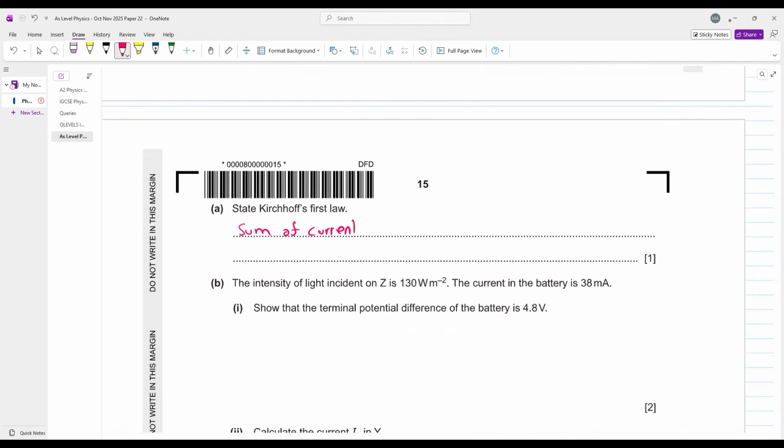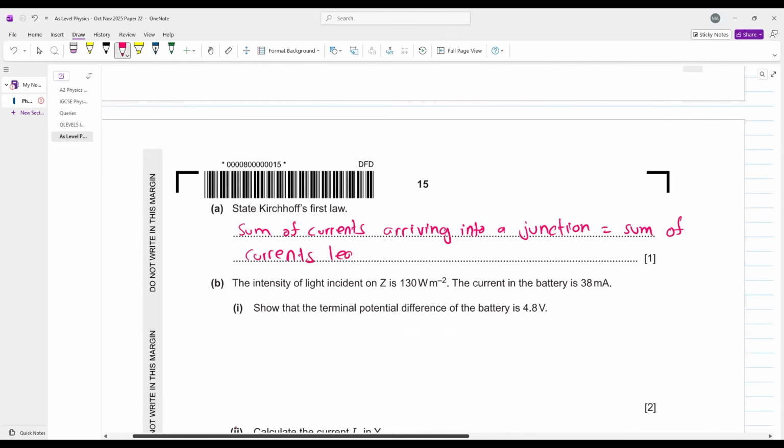Sum of currents arriving into a junction is same as the sum of currents leaving the junction. Simple. The intensity of light on Z is this.